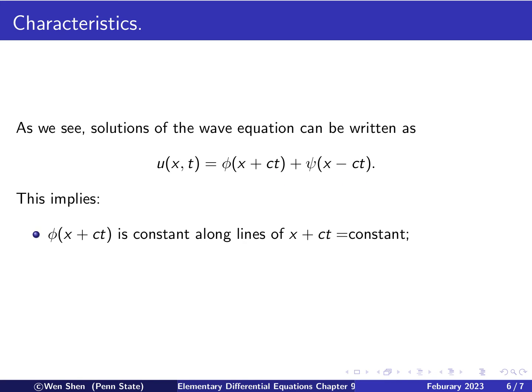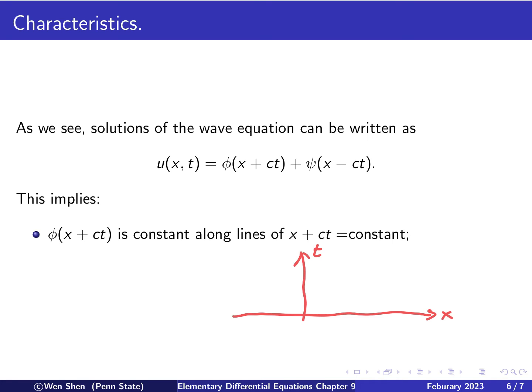Let's look at each term. What does it mean? For this function here, f of x plus ct, since it depends only on this quantity x plus ct, then along the lines where x plus ct equals constant, phi remains constant. So how does that look like? We can draw in the xt plane. So this is x and this is time t. So where is the line x plus ct equal to constant? Let me draw this with the green lines.